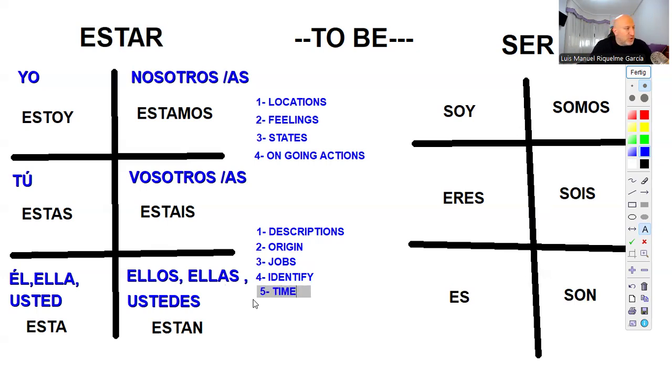More uses. Time. When we talk about time, we always use the verb ser. What time is it? ¿Qué hora es? It's 1:30. Es la 1:30. What time is the party tomorrow? ¿A qué hora es la fiesta mañana? Always with the verb ser.